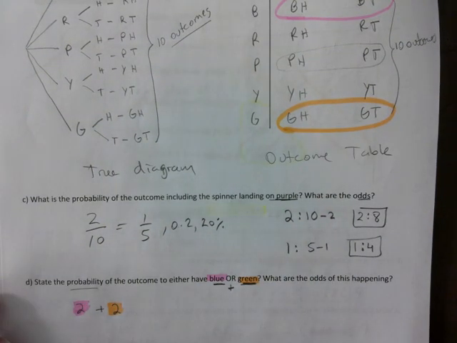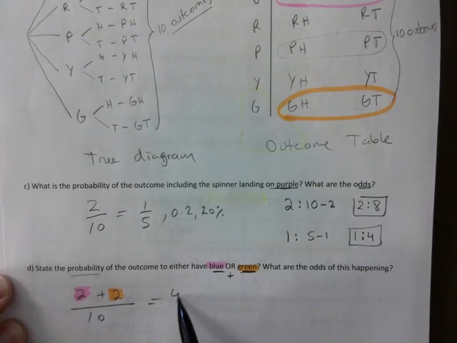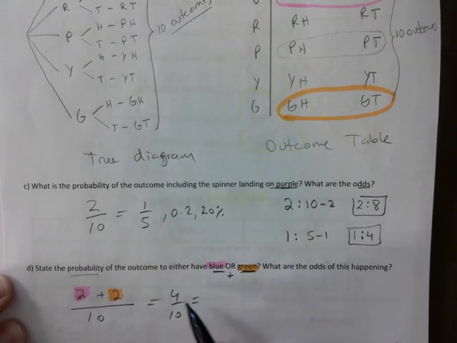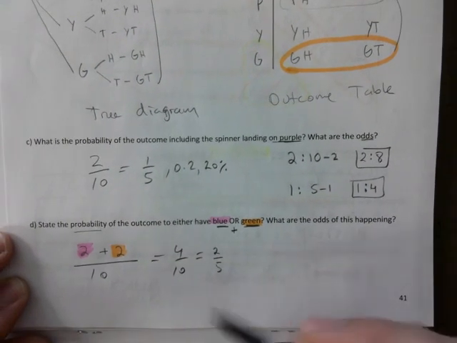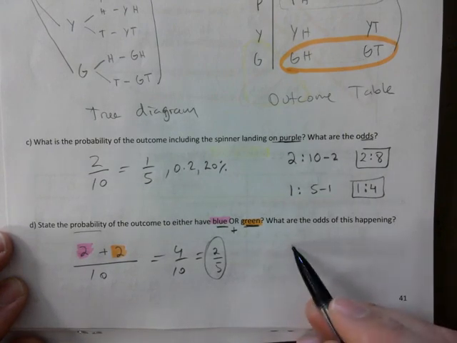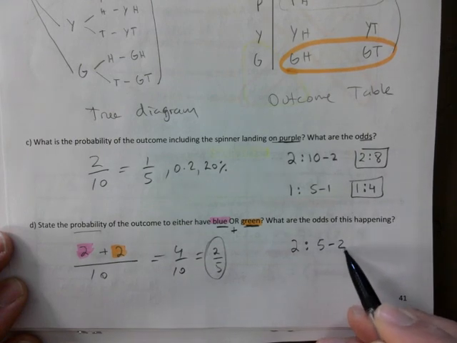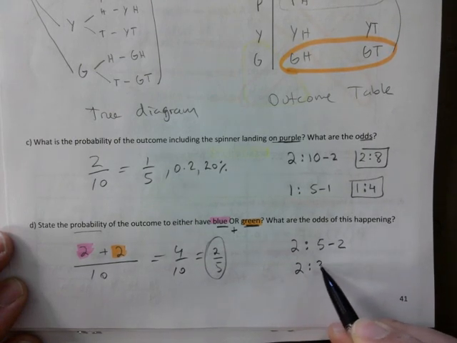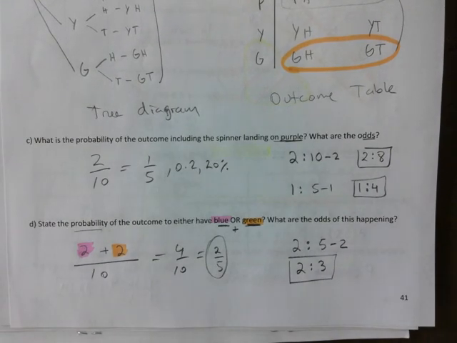So we've got 2 and 2 there, right? 2 and 2 over 10. So that's 4 over 10, which is 2 goes into both of them. So that's 2 over 5 reduced, right? That's 40%. The odds of this happening, 2, right? And then 5 minus 2, so it'd be 2 to 3, or 4 to 6. If you got 4 to 6, you got full marks. Okay.